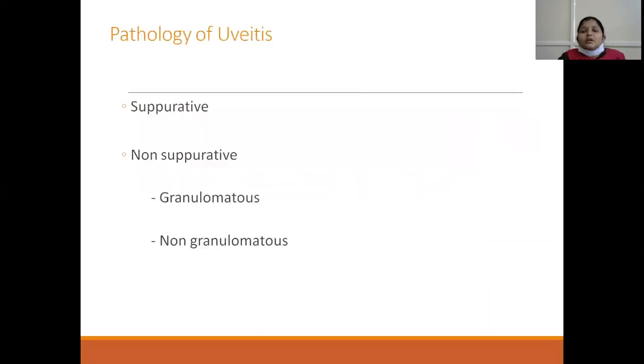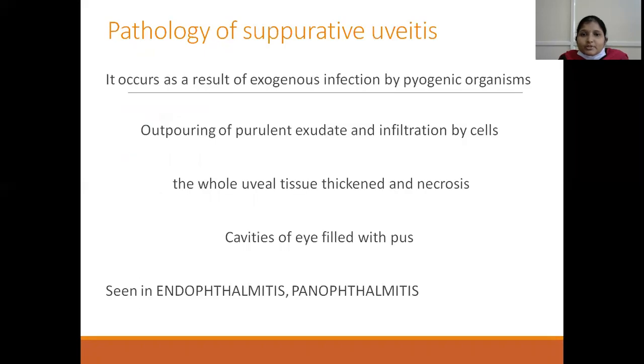Coming to pathology of the uveitis. So we have classified uveitis into suppurative and non-suppurative, and again non-suppurative is divided into granulomatous and non-granulomatous by Woods. So coming to the pathology of suppurative uveitis. Suppurative uveitis is because of exogenous infection caused by pyogenic organisms like staphylococci, streptococci, pneumococci, gonococci, and pseudomonas.